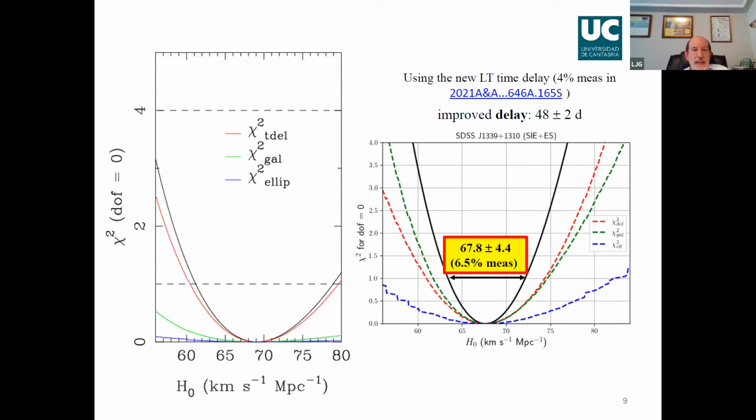But I think that this is a limit that we cannot improve for that double quasar, because for that double quasar the number of constraints is relatively small, and it's very difficult to improve an error of about 10%.